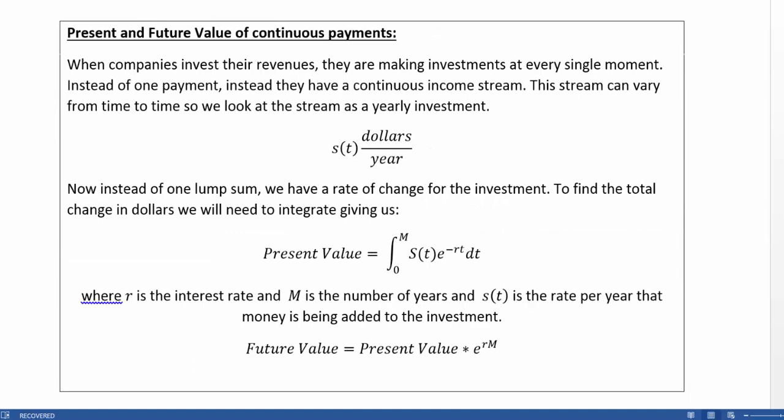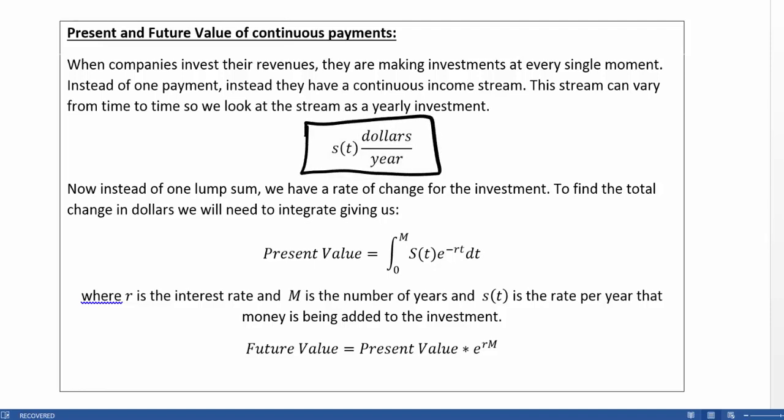So when companies are investing the revenues that they're making, they're making investments at every single moment in time. So instead of one payment, they're doing this in what's called a continuous income stream of investing. This stream can vary from time to time with more money coming in than other times. So what we need to do in order to figure out how this money will work as future and present value is to count it as a yearly investment.